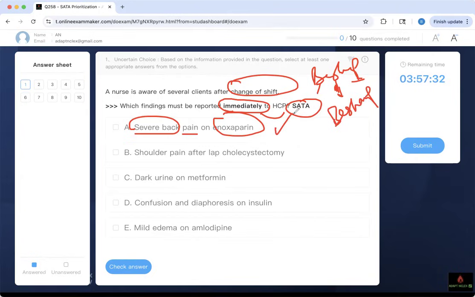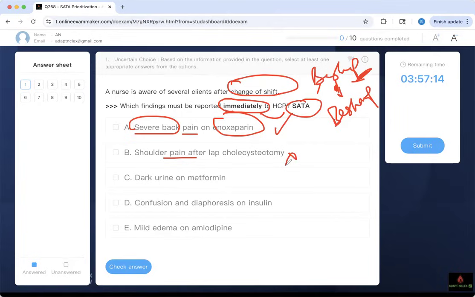I'm seeing this patient. Shoulder pain after laparoscopic cholecystectomy. This pain is not going to kill you. My P, I mean pain that is going to kill you. Shoulder pain after laparoscopic cholecystectomy is an expected finding.